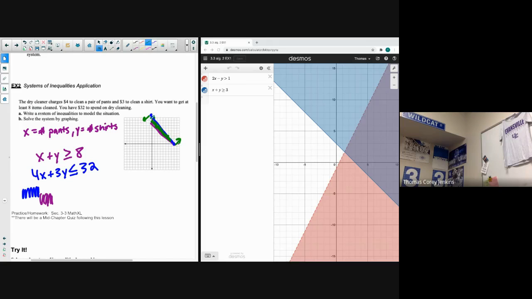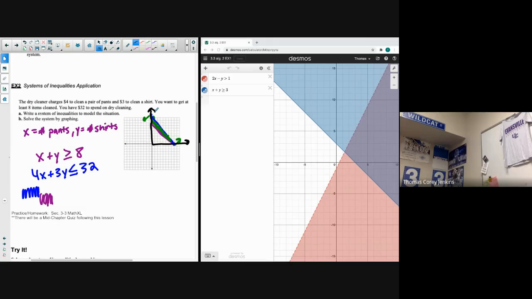Now, it would have been more appropriate to probably make this a first quadrant graph, like I could keep shading this way, right? But in this case, we would never have negative shirts or negative money, which are our two quantities. So it would have been most appropriate on this one to look at just a first quadrant graph.